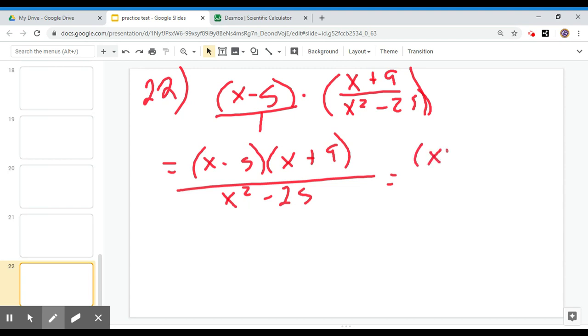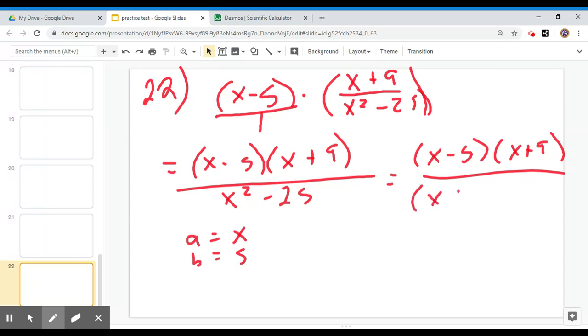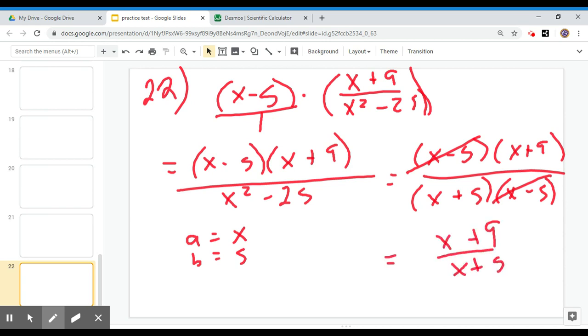So the numerator is already factored: x minus 5 times x plus 9. The denominator is a difference of two squares, where a is the square root of x squared, which is x, and b is the square root of 25, which is 5. So it's going to be x plus 5, x minus 5. And then we cancel out factors that are exactly the same. So that would be x minus 5 and x minus 5. And then we're left with x plus 9 over x plus 5, which is letter C.